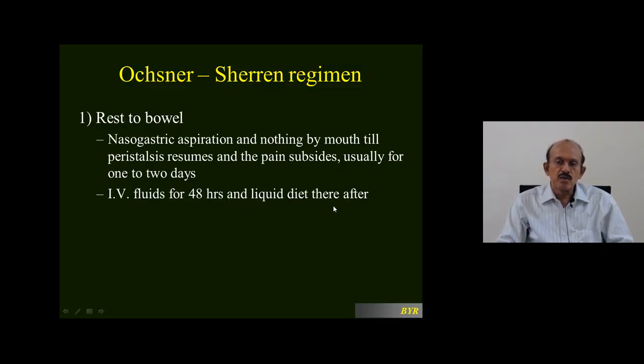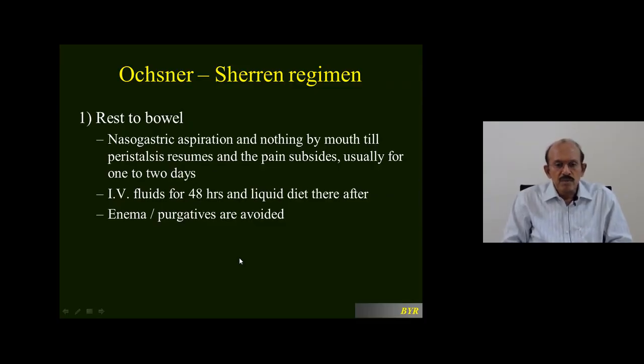Usually, I told you, it gets well circumscribed by the 5th day. So once the mass is there, you give the patient rest to the bowel for about 2 days. After 2 days, the peristalsis will normally resume. Then you can advise the patient to take fluids by mouth. Till that time, only IV fluids are given. Enemas and purgatives are avoided. Why? What will happen if you give enemas or purgatives? The patient may have constipation, so the patient requests a purgative or enema. Why should you not give it?